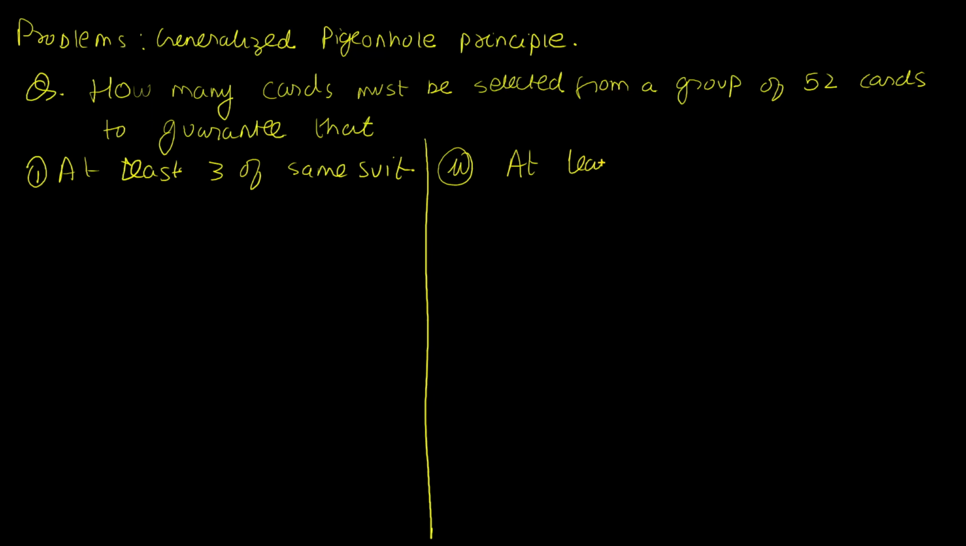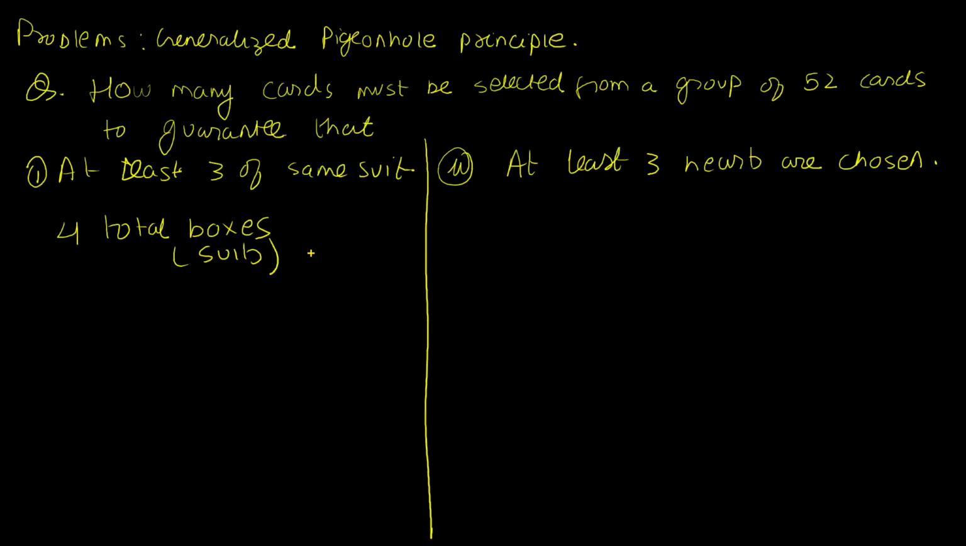And in the second case, we'll ask at least 3 hearts are chosen. Okay, now in this problem, we have 4 total boxes. Why? Because there are 4 total suits: clubs, diamonds, spades, and hearts. And each time I pick a card, it must fall on one of these 4 suits. So think about it. If I have 4 cards, it could be 1 spade, 1 club, 1 heart, and 1 diamond. But as soon as I have 5 cards, I'm forced to have 2 of them from the same suit, because either spade, heart, diamond, or club will repeat after the 5th card has been introduced.